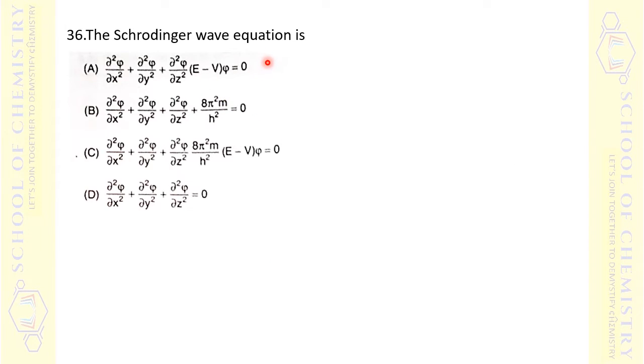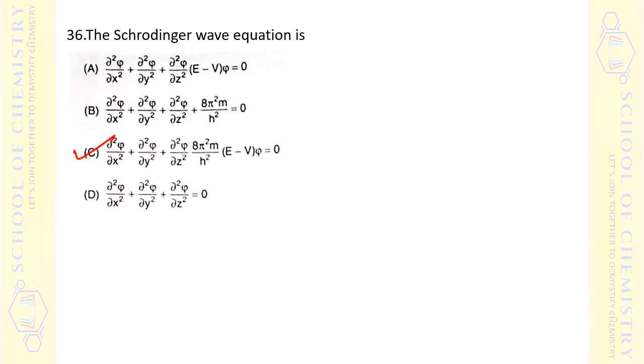Second question, it was straight away the 36th question, the second question in physical chemistry. What is the Schrodinger wave equation? Very simple question. If you know the fact that the Schrodinger wave equation, in appropriate format, is this: del square psi upon del x square, plus del square psi upon del y square, plus del square psi upon del z square, plus 8 pi square m upon h square into E minus V into psi, that will be equal to 0.